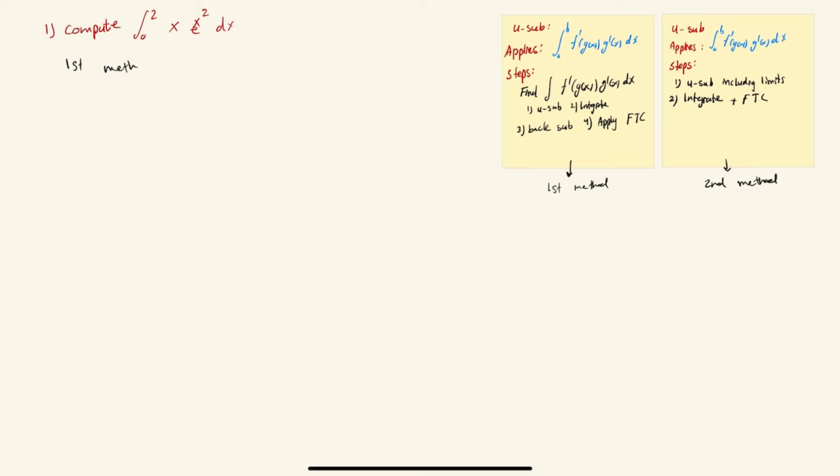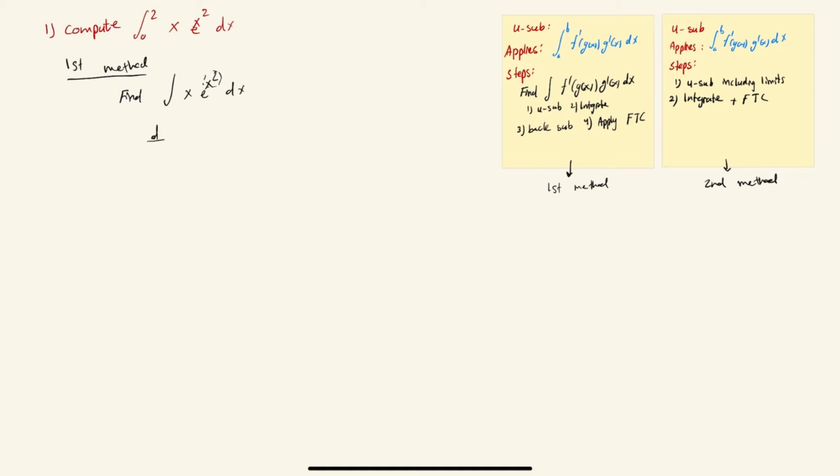So let's start with the first method. Again, first I want to find the indefinite integral. Here, I'm going to check if U substitution applies first. So I'm going to look at that function, and look at a term inside that function, and check if the derivative of that term also exists in the same function.